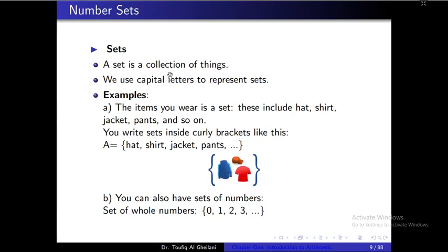The set. A set is a collection of things. We use capital letters like this one to represent sets. Example, the items you wear is a set. These include hat, shirt, jacket, pants, and so on. So you can write inside curly brackets, this is a curly bracket, like this: A equals hat, comma, shirt, comma, jacket, comma, pants, comma, and so on. You can also have sets of numbers, like the set of whole numbers, in curly brackets, 0, 1, 2, 3, and so on.